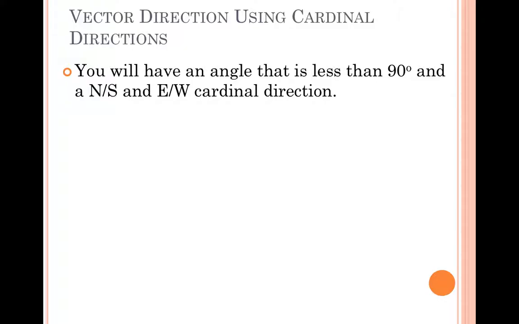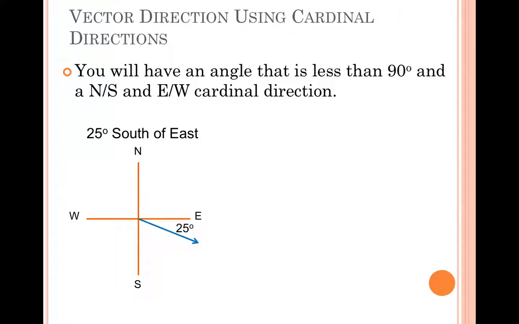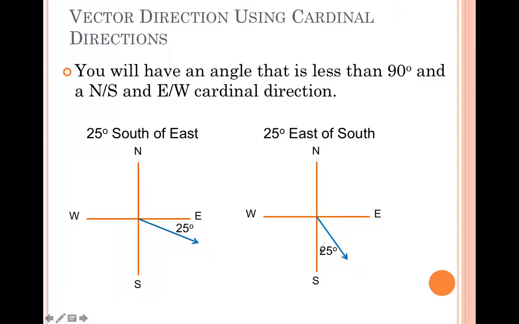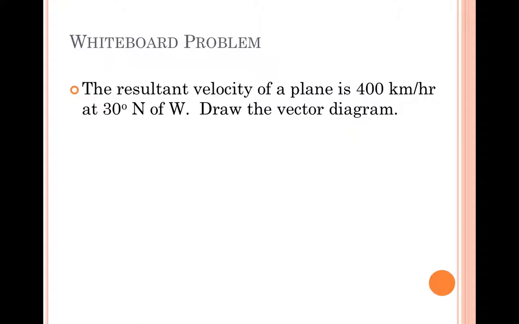Okay, here's another one, but this is using the cardinal system, which means north, south, east, west. This is not terribly uncommon. So this would be 25 degrees south of east. This one, 25 degrees east of south. That's a little bit awkward. Sometimes you'll see these as being like 25 degrees below the horizontal or 25 degrees above the horizontal. It's a little bit less common to see it as south of east and east of south, but you can see it that way sometimes, so you have to know how to interpret that.